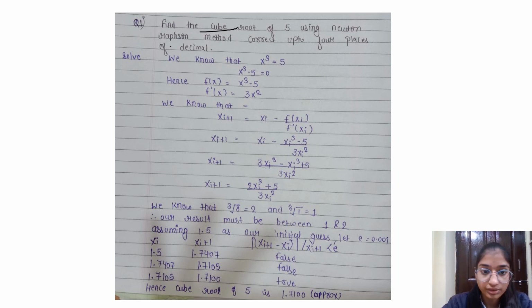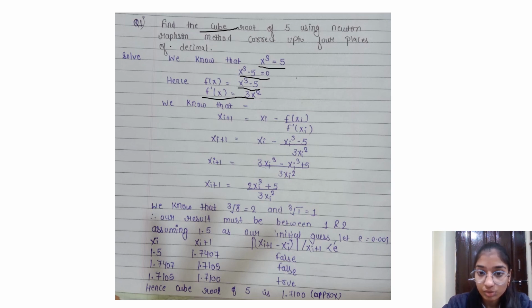So let's get started. We know that if we want to find the cube root, then we can write it as x cube is equal to 5. We can also write it as x cube minus 5 equals 0. We can write this equation in the form of a function, which is x cube minus 5. Now we will find the differentiation of this function.